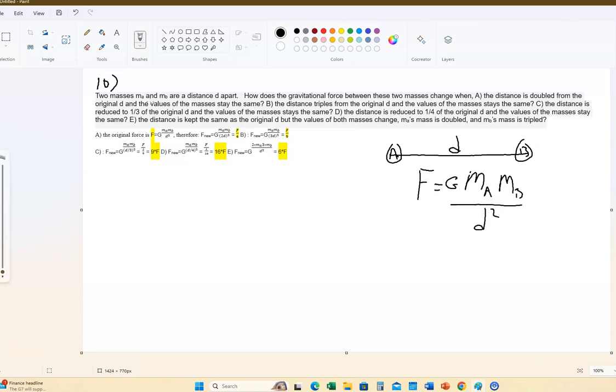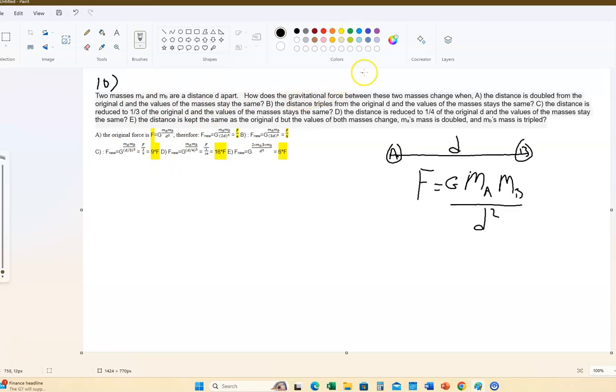Sometimes this is called an inverse square law, right? Because the force depends on the inverse of the square of the distance. And by the way, this is an important idea, this inverse square law. Light intensity varies as the square of the distance as well.